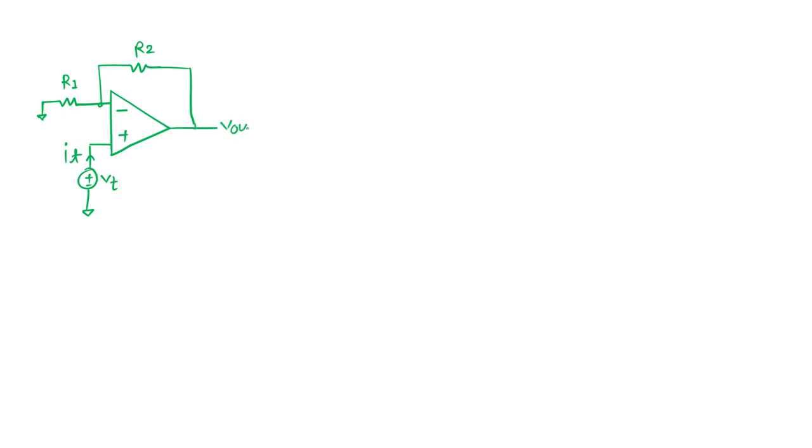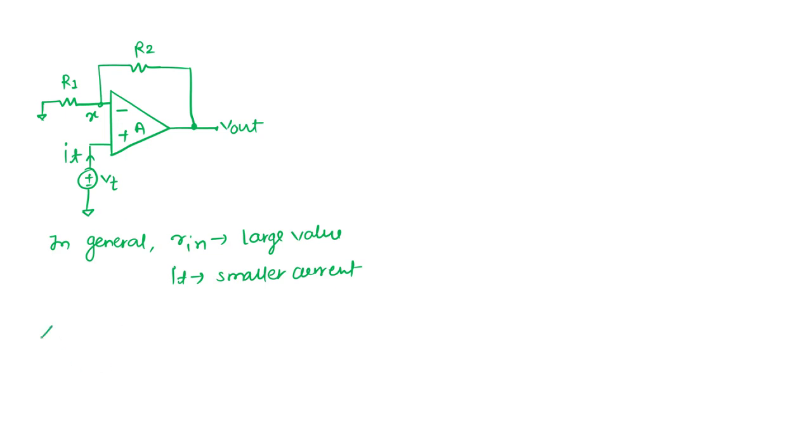But I will use some approximated calculation. The approximation is that we know the rn that this amplifier has is in general a large value. So what should be the It? It should be a smaller current. So overall, if I look at the node x, I can ignore this current. Just an approximate analysis.